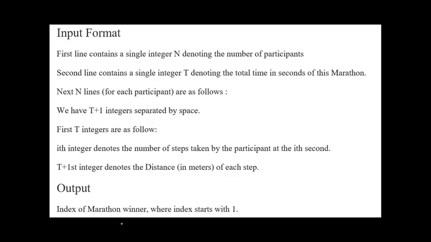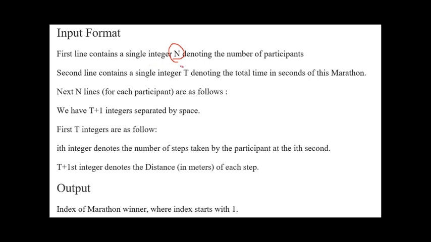Okay. Now look at the input format and output format. First line contains a single integer n denoting the number of participants. So in the first line we will say number of participants. It will not be 2 or 3 participants all the time. We may also have 20, 30, 100 participants. Anything is possible.